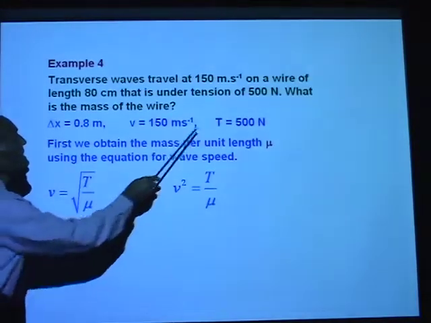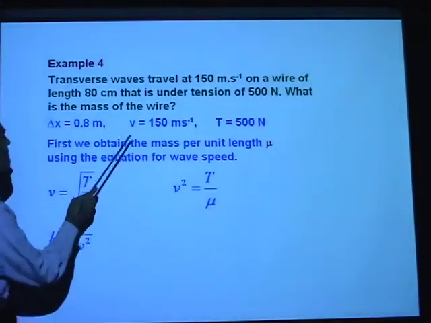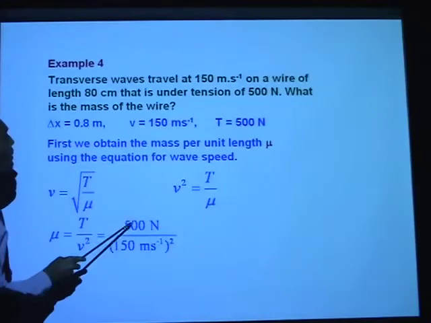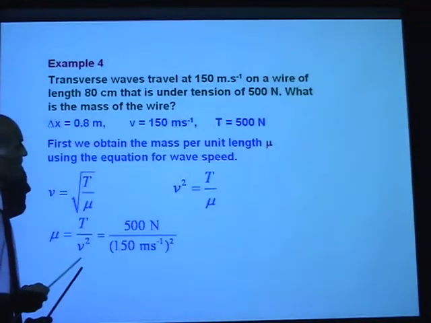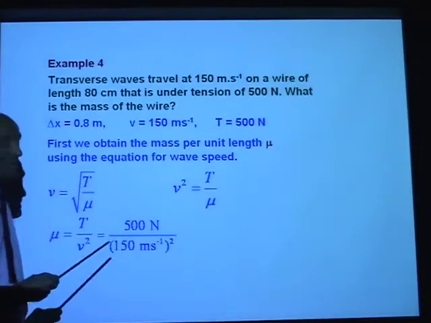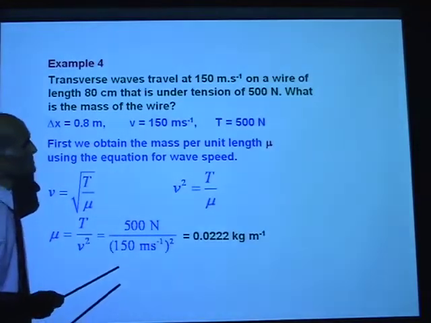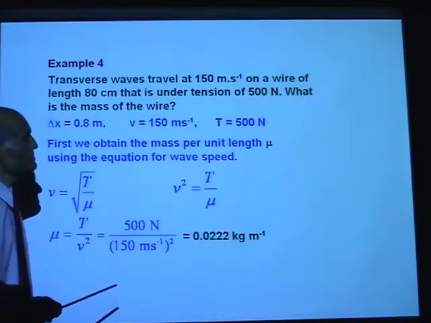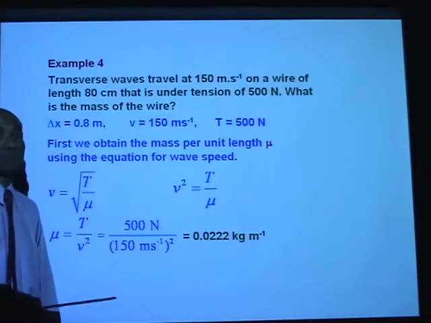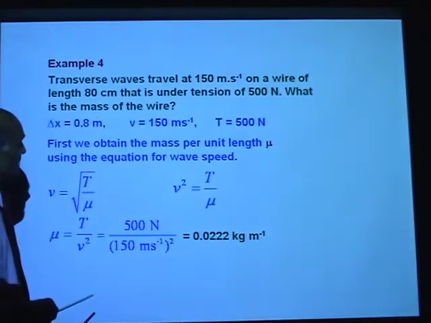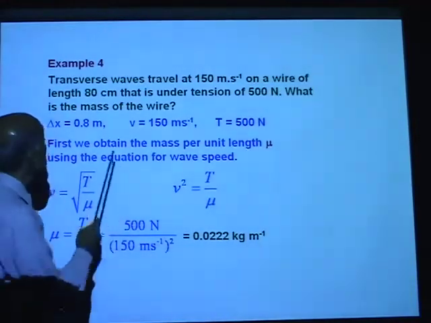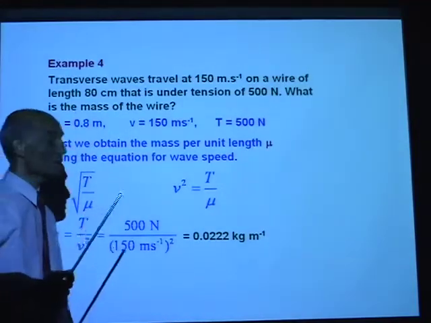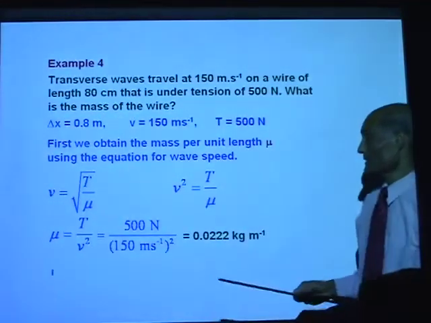We know our T, we know our V, and therefore it is 500 newton divided by 150 meter per second squared, and that's equal to 0.022 kilogram per meter. Alright? Now, that is mu. We need to find the mass of the wire. How do we find the mass of the wire?